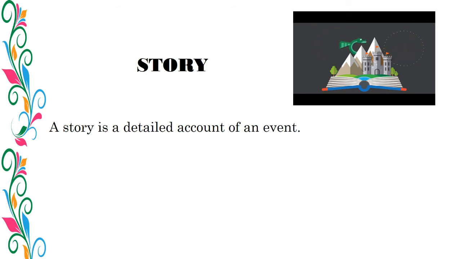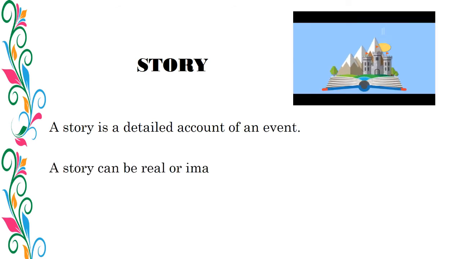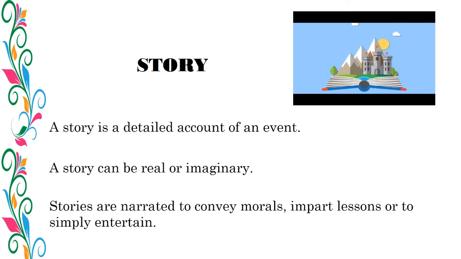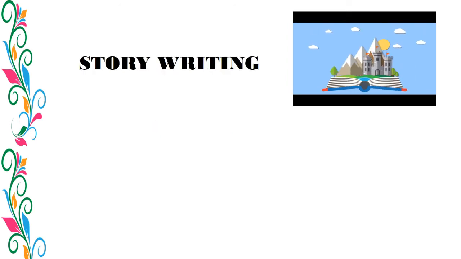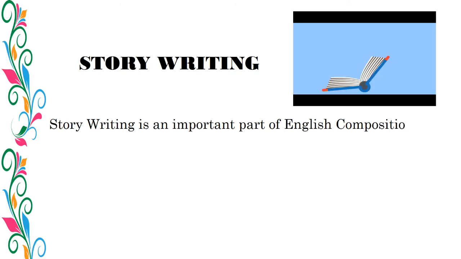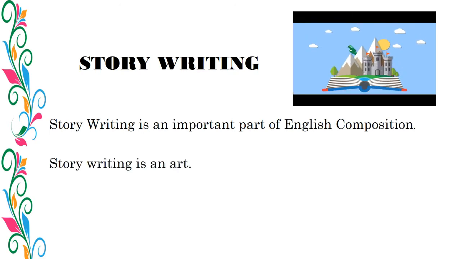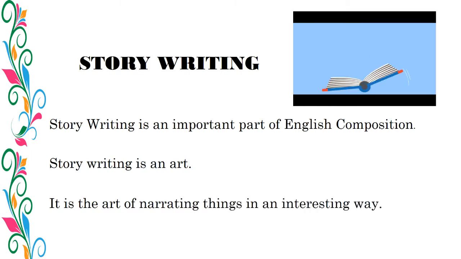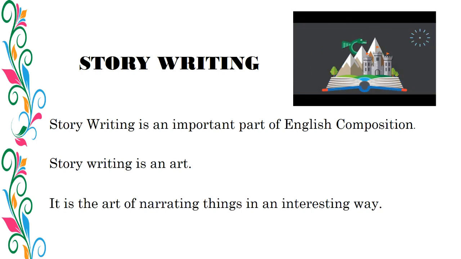What is a story? A story is a detailed account of an event. A story can be real or imaginary. Stories can be narrated to convey morals, impart lessons, or to simply entertain. And what is story writing? Story writing is an important part of English composition. Story writing is an art. It is the art of narrating things in an interesting way. So children, today we will be learning how to write a story using an outline.